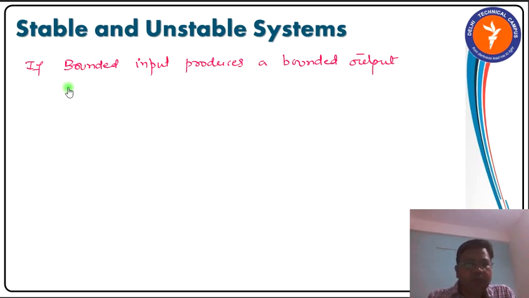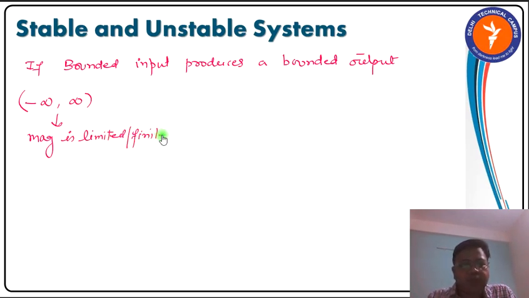What is a bounded input? In the time duration of -infinity to infinity, if the magnitude of the signal is limited, that is, finite, then we will say the signal is bounded. So for a bounded input, the system must produce a bounded output. If for a bounded input the system is not producing a bounded output, in fact it is producing an unbounded output, then the system is unstable.